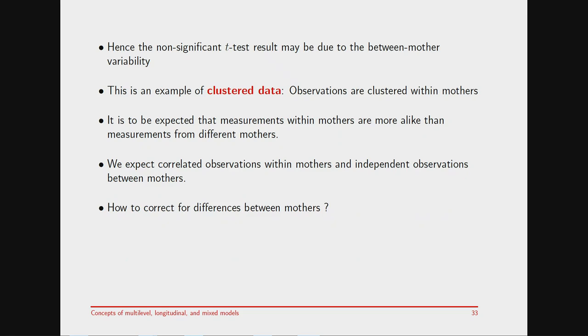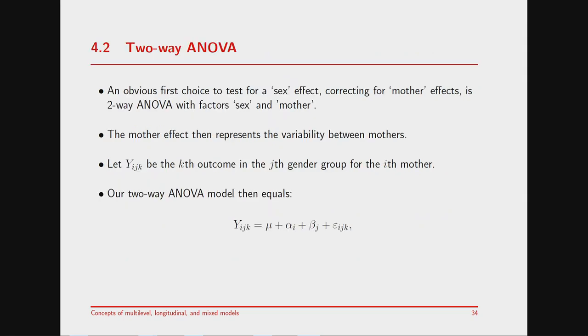And we expect correlated observations because we've seen severe differences between these mothers, and then you expect that animals from the same mother will all be more alike than animals from different mothers because of the variability between these mothers. So the question now is, how can we correct for the differences between the mothers? Well, the most simple analysis based on methodology that we know from different courses or different contexts would be a 2-way analysis of variance.